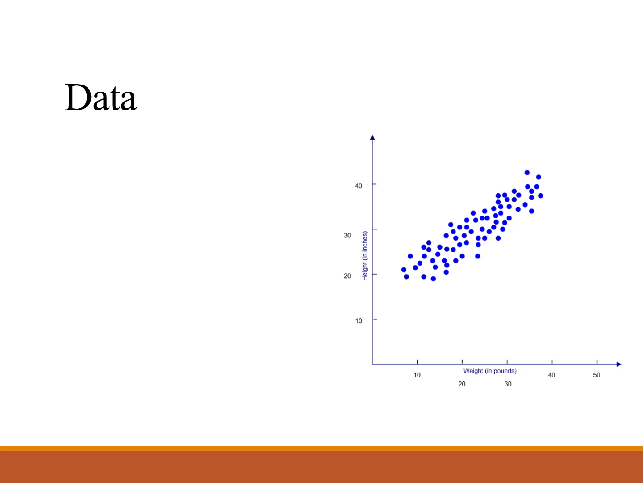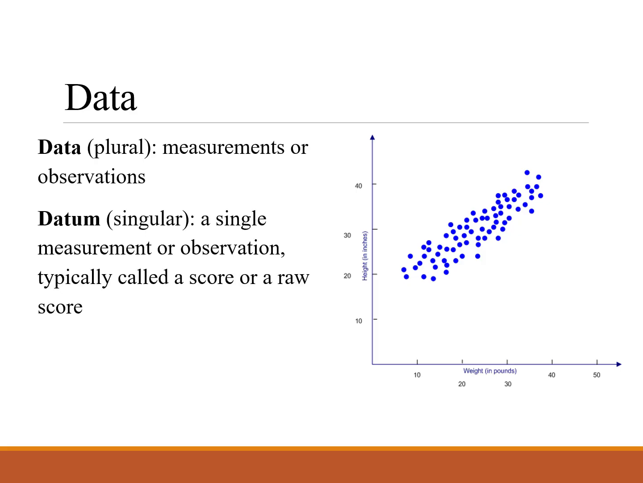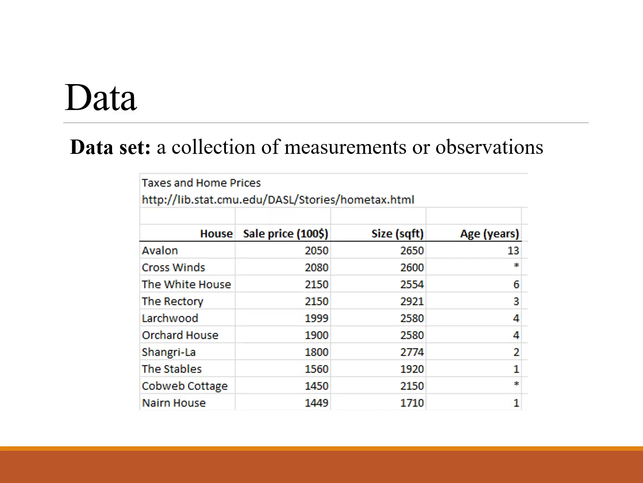For instance, this is a graph called a scatter plot exploring heights and weights for different individuals. Each dot on the graph is one person. Together, these dots are called data. Datum is a singular measurement or observation. If you were to select one dot or one person's measurement out of the graph, that is a single datum point. This is also called a score or a raw score.